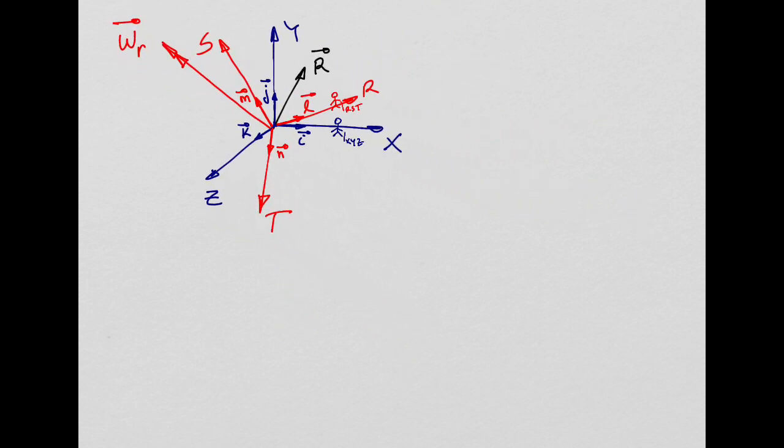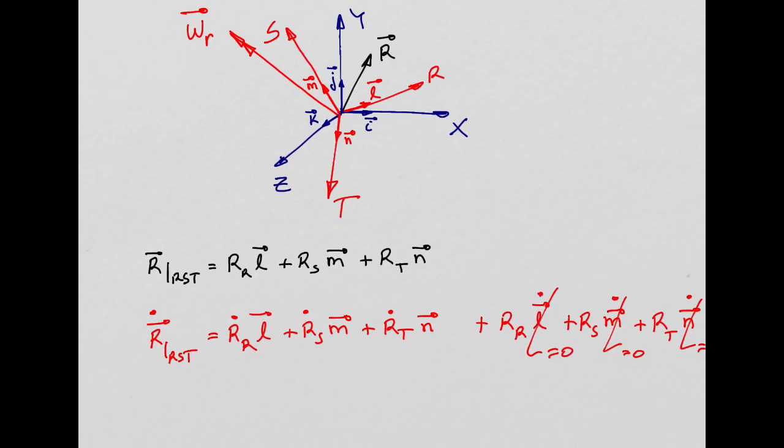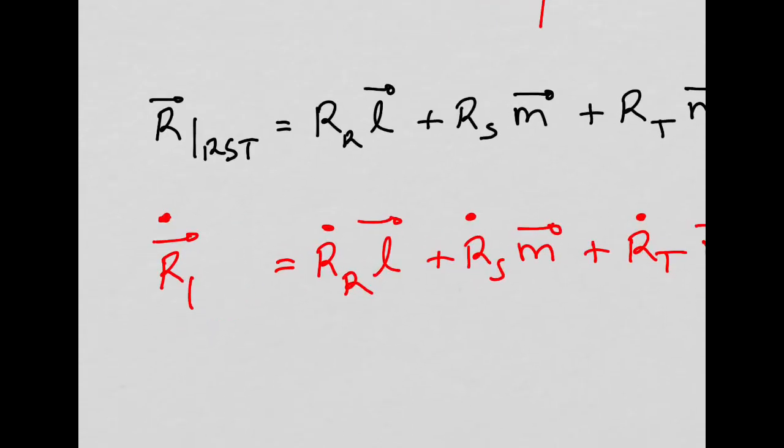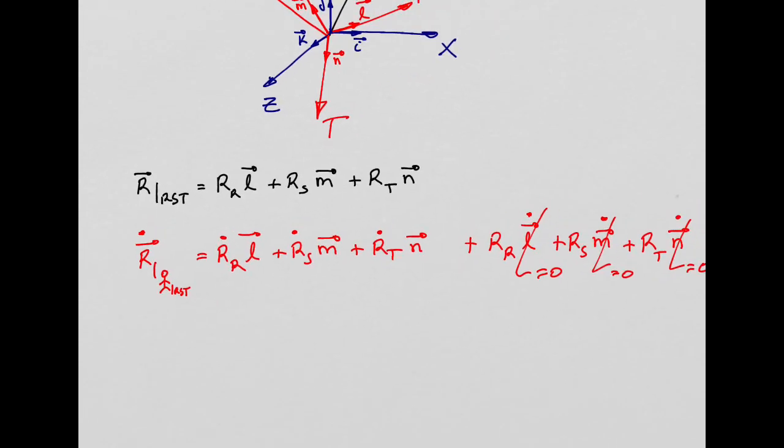Okay. What we are going to do now is... in fact I could have done something like this. Instead of putting here RST, I'm going to put the observer in red. So, you know, this is the derivative that is perceived by the observer in the rotational coordinate system.